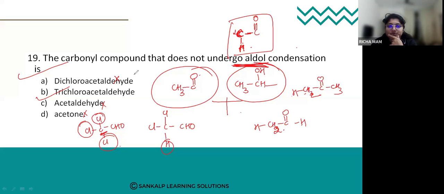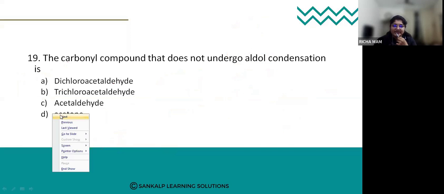So when we see the options, A, C and D, these compounds have the presence of alpha hydrogen, so they will undergo aldol condensation. The question asked is which will not undergo. So it is option number B, trichloroacetaldehyde, because all the hydrogens are replaced by Cl. So option number B is the answer. Okay, let us solve some more.